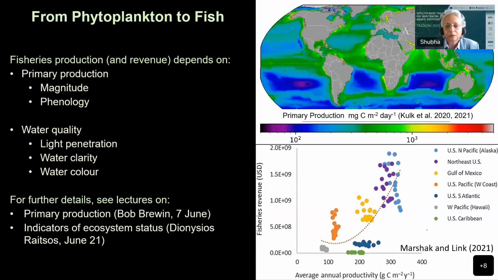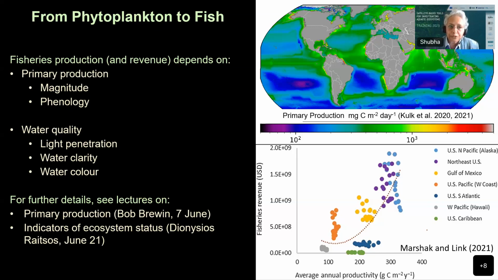So if you then go back to the fish, fisheries production and the revenue from fish depends on primary production by phytoplankton. Of course, the fish yield will depend on the magnitude of primary production and the phenology, which is the time sequence of the seasonal events in the phytoplankton dynamics.